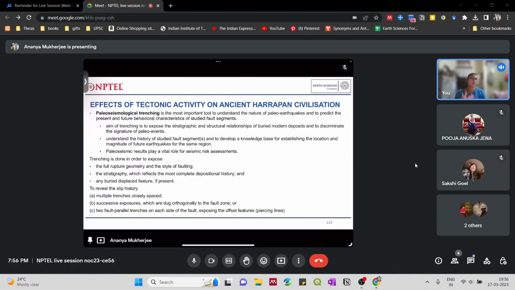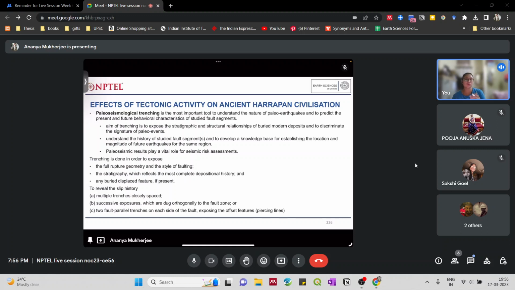buried feature. Suppose you see a sand blow kind of a feature, or the buried river gradient changes or buried scarps. So trenching will help you in getting that also.